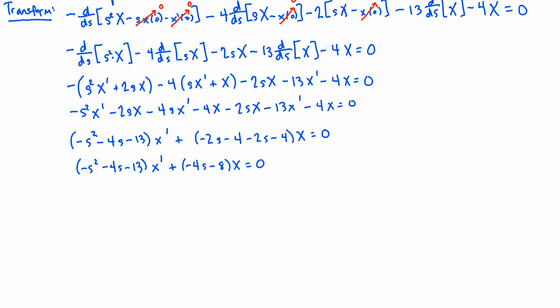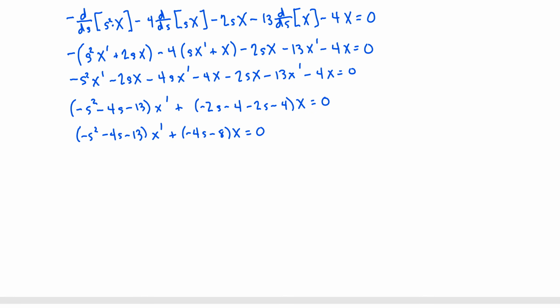Notice we have a first order differential equation, x prime. We can think of that as dx over ds. We've got the variable x, that's our dependent variable. We have the independent variable s. This is actually a separable differential equation. To understand this, maybe a different form of notation would help.